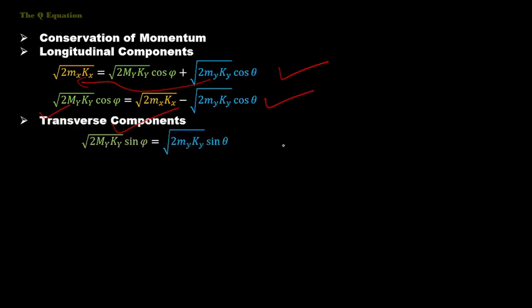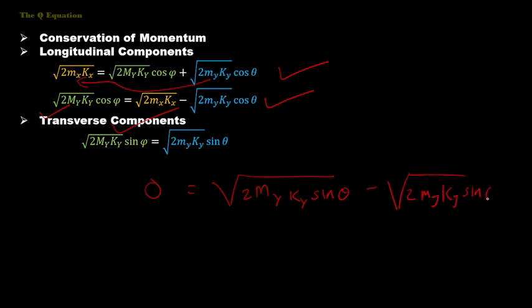Transverse component. Before the nuclear reaction the transverse component was 0, and after the nuclear reaction the transverse component was 2 my ky sin theta plus, minus 2my ky sin phi. This represents the transverse momentum after the nuclear reaction. Now, why the negative sign? The negative sign is chosen because the transverse momenta are in opposite directions.